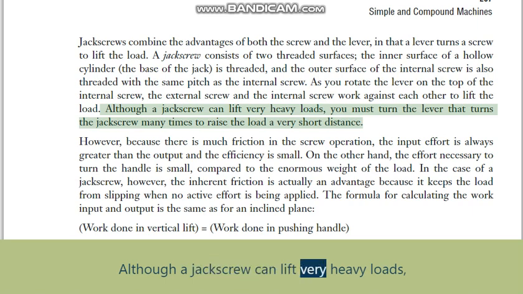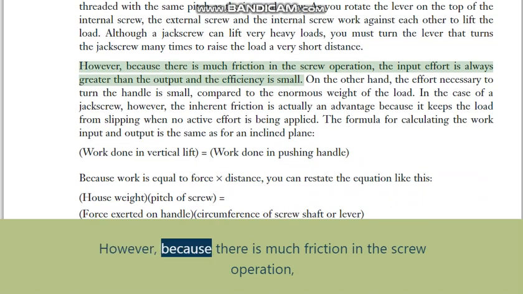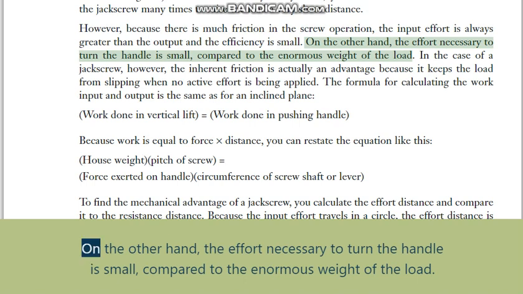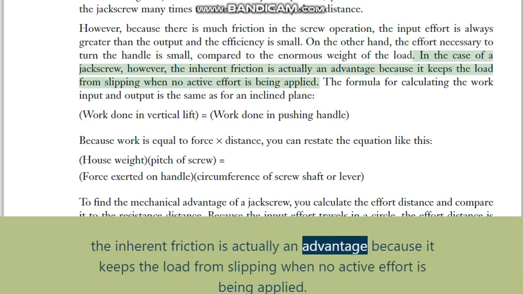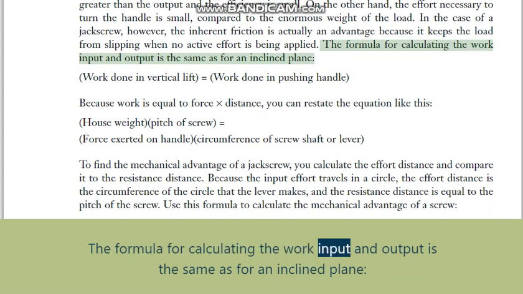Although a jack screw can lift very heavy loads, you must turn the lever that turns the jack screw many times to raise the load a very short distance. However, because there is much friction in the screw operation, the input effort is always greater than the output, and the efficiency is small. On the other hand, the effort necessary to turn the handle is small, compared to the enormous weight of the load. In the case of a jack screw, however, the inherent friction is actually an advantage, because it keeps the load from slipping when no active effort is being applied. The formula for calculating the work input and output is the same as for an inclined plane.